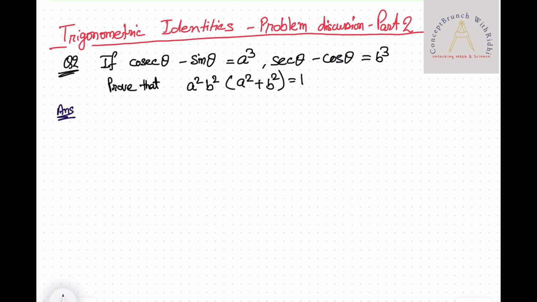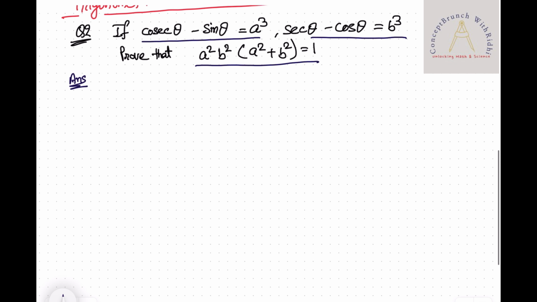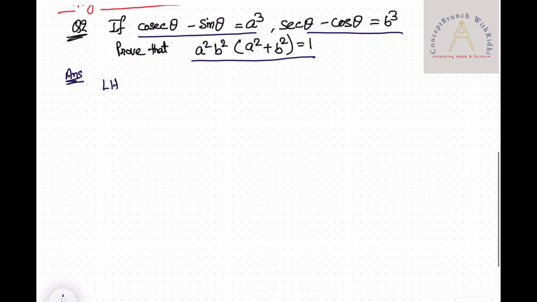This is our second question. In the second question, you can see the value of a cube is given and the value of b cube is given, and we have to prove this part. So let's take the LHS and solve it. The LHS here is a square b square (a square plus b square). You can see we have to find the value of a square, and what is given? a cube. Let's convert this to the square.